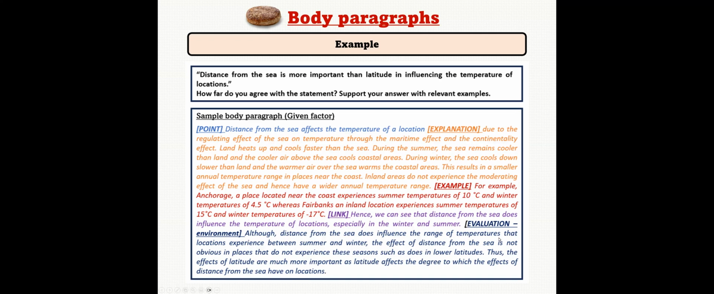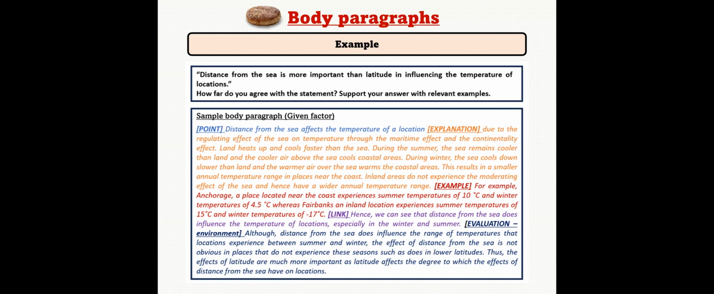What this essentially is trying to say is that places in your lower latitudes do not experience summer and winter. Therefore, the effect of distance from the sea does not really matter to places, for example, near the equator as well as in your lower latitudes.